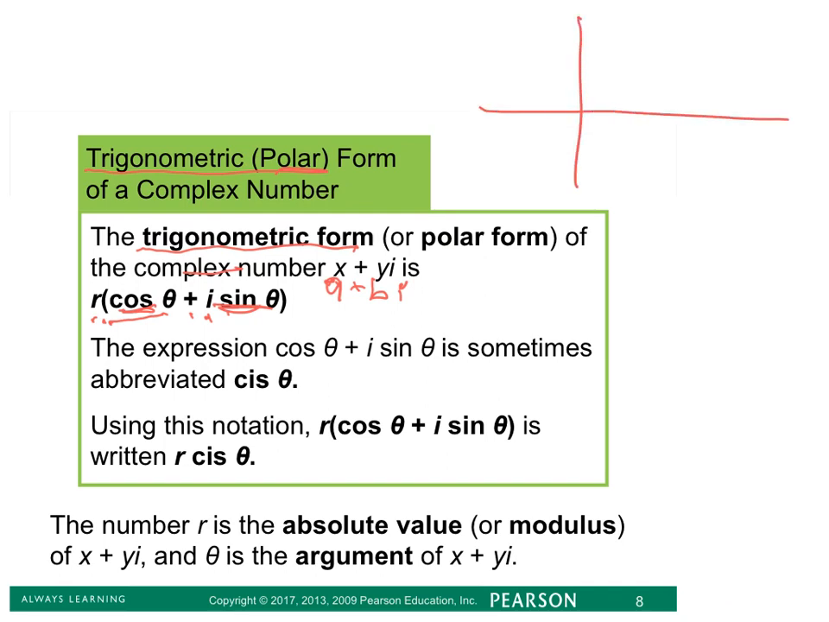Well, just think of my complex number. I'm going to make a certain angle here. Call this theta. And this distance here, I used to call it y, but it's no longer y. This is my b. And this is my a. So, yes, this is still called r.